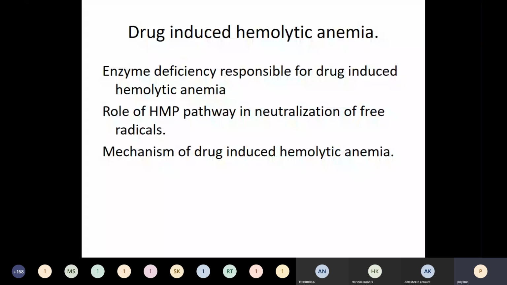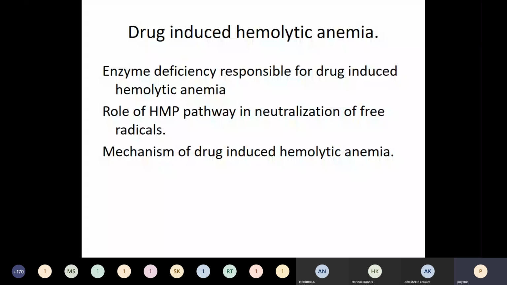If you go and read the HMP pathway and the neutralization of hydrogen peroxide once, you can understand better. Since it is an SDL class, self-directed learning, you have to make the effort to read and understand. That is why I'm just giving you the bird's eye view of how this happens. So you find out the answer and write what the role of the HMP pathway in neutralizing free radicals is, using NADPH.